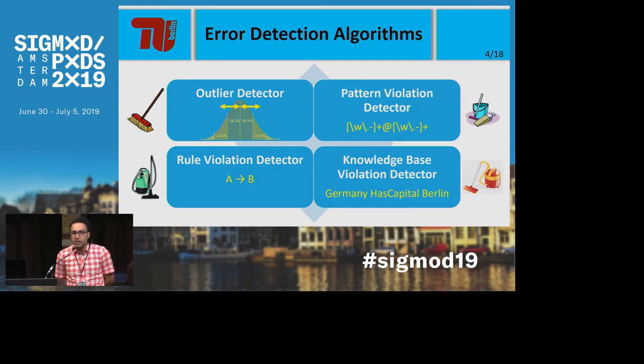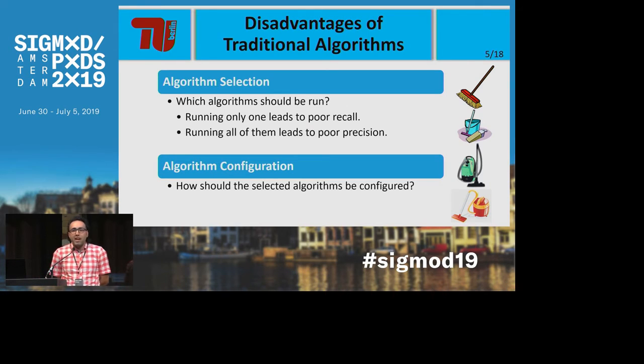And there are also other algorithms. For example, we can have outlier detection algorithms that can take statistical parameters, and we can have pattern violation detectors that take some patterns in the form of regular expressions. And we can also have knowledge-based violation detection algorithms that usually work with knowledge bases and detect data values violating these entity relationships. So one question is, if we have such nice algorithms, why is the error detection problem still challenging? The reason is that we still have two important challenges.